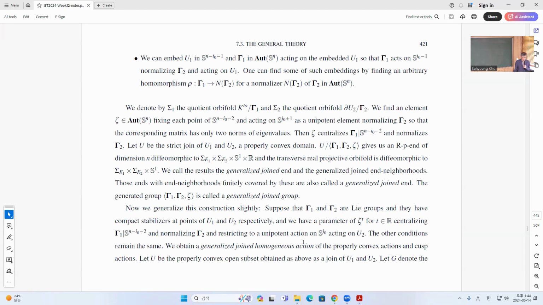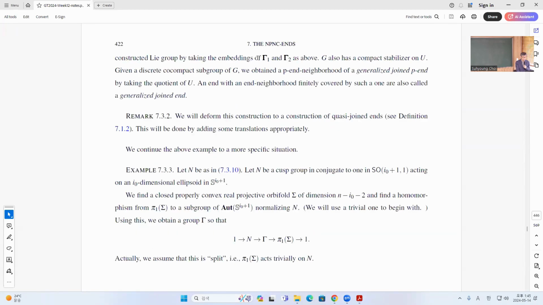probably generalize this construction a little bit better. So by saying that gamma 1, gamma 2 are Lie groups, and they have some compact stabilizers and some parameter centralizing this and normalizing gamma 2, acting as a unipotent group here. And then you have to take the join, and then let G be some constructed Lie group by taking the embeddings, and then you choose some kind of a discrete co-compact subgroup of G. So this will be more like the generalized version of the above one.